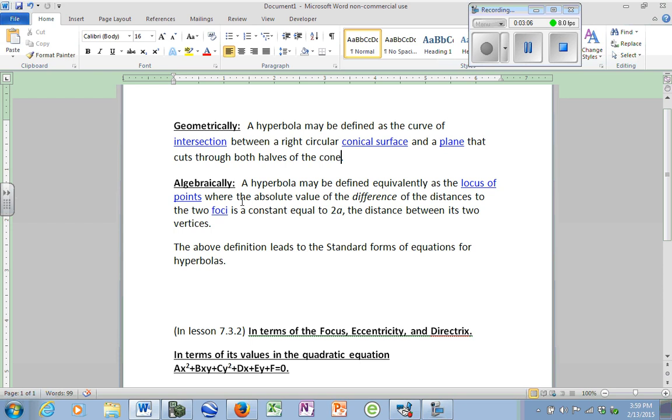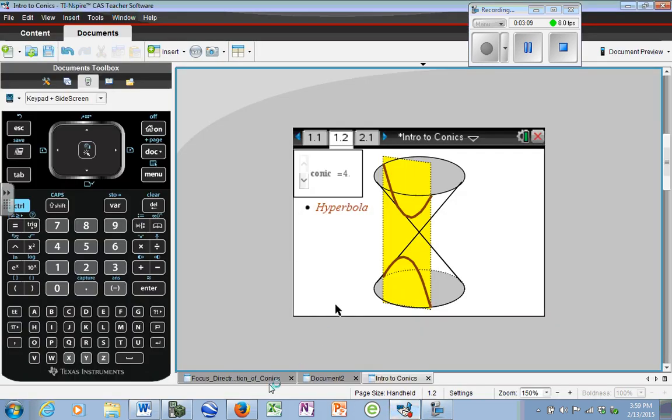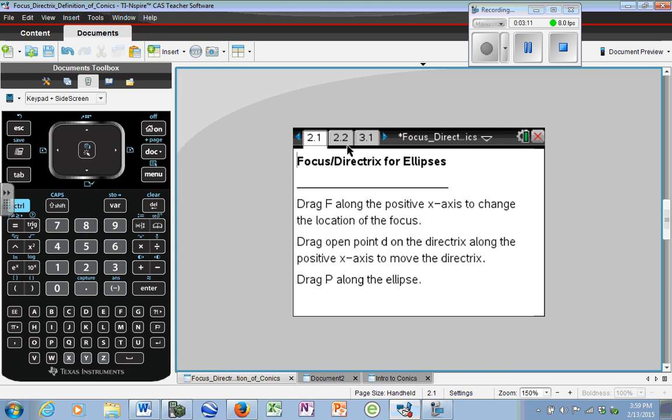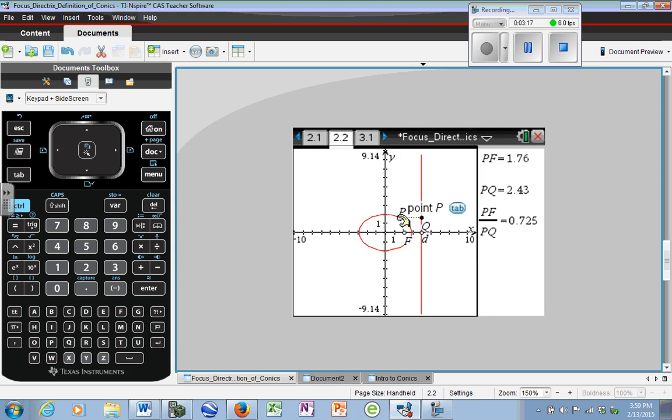Now that's kind of hard to visualize. Let me give you a quick visual on that. We did this already with some other parts with parabolas. Let's do this with ellipses. We know that if we move this piece around the circle, the ratio of PF to PQ stays the same for this type of eccentricity. If I move this out, I make it more eccentric. It doesn't matter if I move this point around, the eccentricity or the ratio of PF to PQ stays the same. So that's how we define an ellipse.